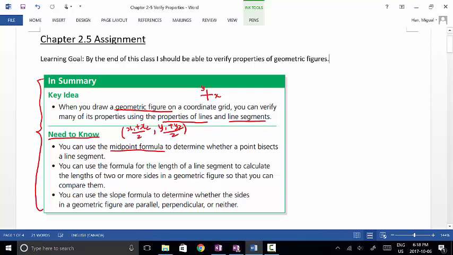So we can use the midpoint formula to determine whether a point bisects a line segment. So bisects means cut in half, right? So if I have a line segment and I have a point, what I can do is find the midpoint of AB and see if that point was actually bisecting the line. So this is the midpoint of AB.